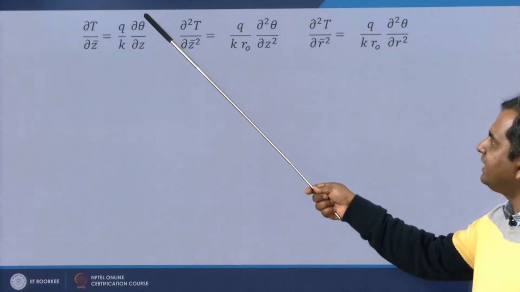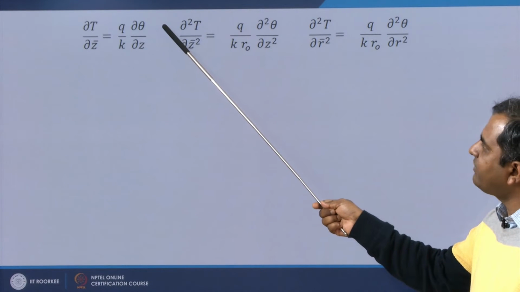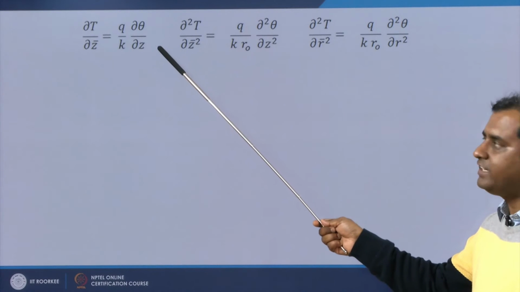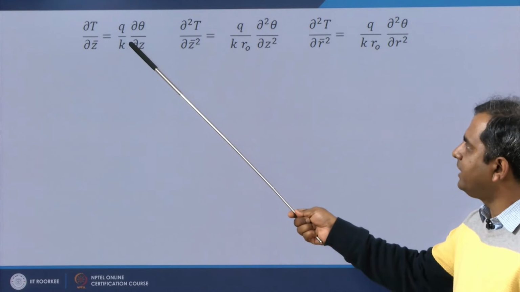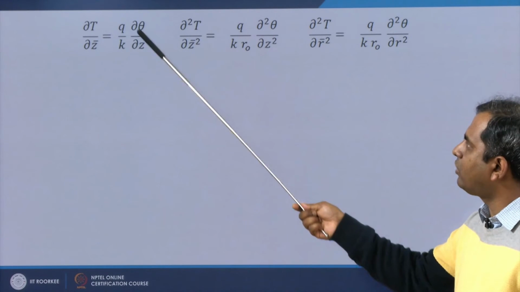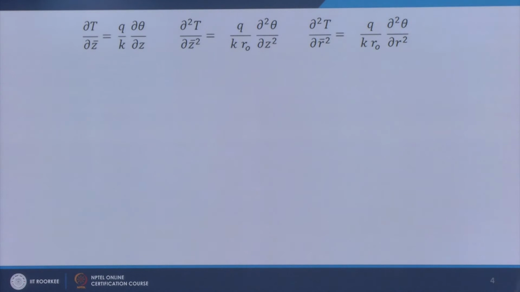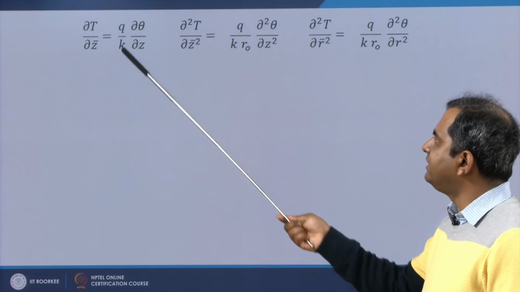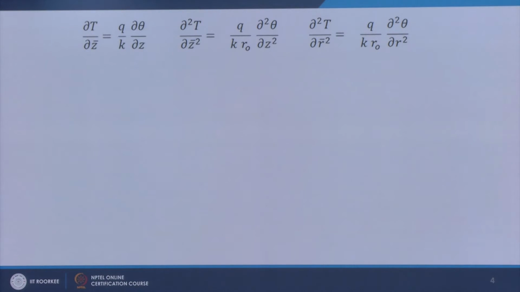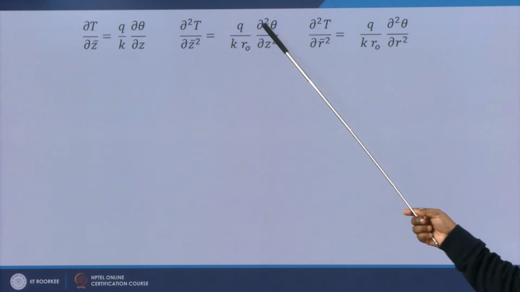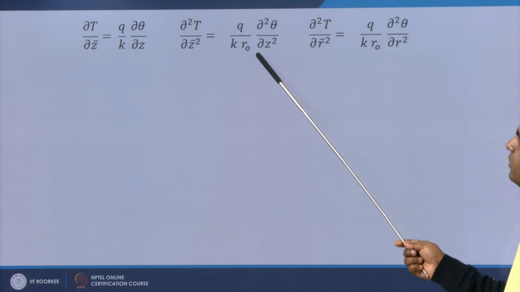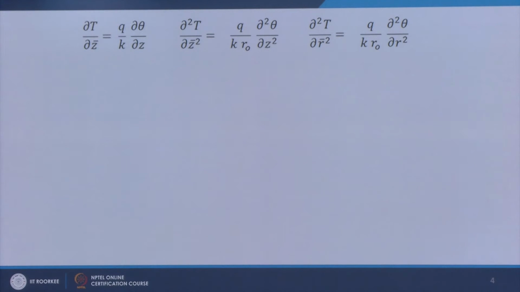So this is del theta del z, and then once again we will be having del z by del z bar. So del z by del z bar gives 1 by r naught, and that r naught will be cancelling out with the r naught in q r naught, and subsequently we will be getting q by k del theta del z. If we do the second time derivative, we will be getting similarly q by k r naught into del square theta del z square.